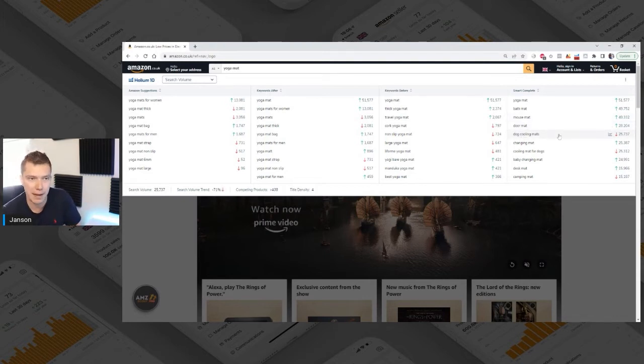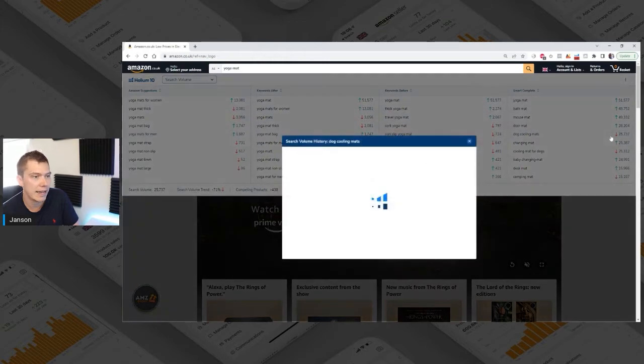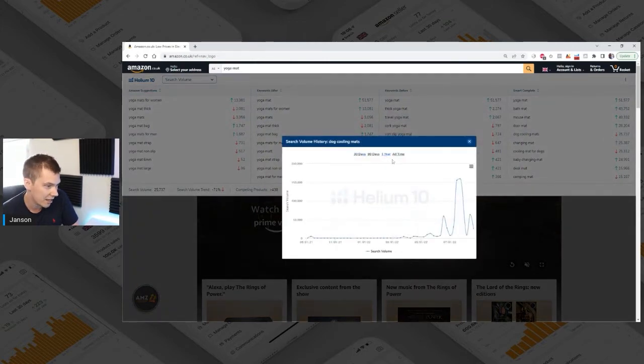Dog cooling mat, 25 or 26,000 searches per month. So you might think, okay, that's really interesting. And this is where this little graph icon is going to pay off. Because now, what I'm thinking is dog cooling mats are probably a bit more popular in the summer months, aren't they? They're one of those mats that you put on the ground that's like ice cold that a dog can lay on. If you weren't sure, you literally just click here and let's have a look to see if it is actually seasonal. I would guess it is. But yeah, look at that.